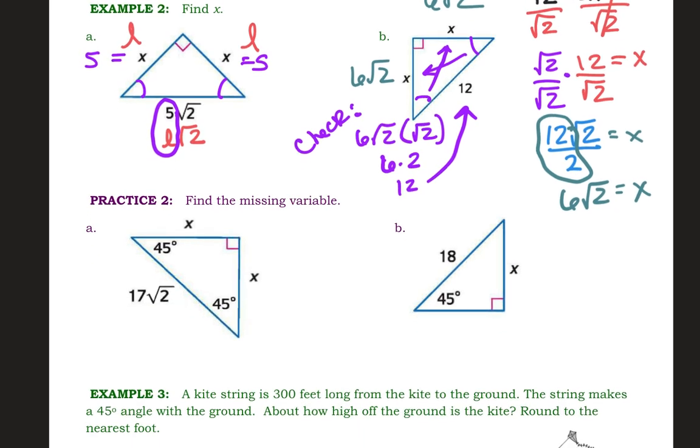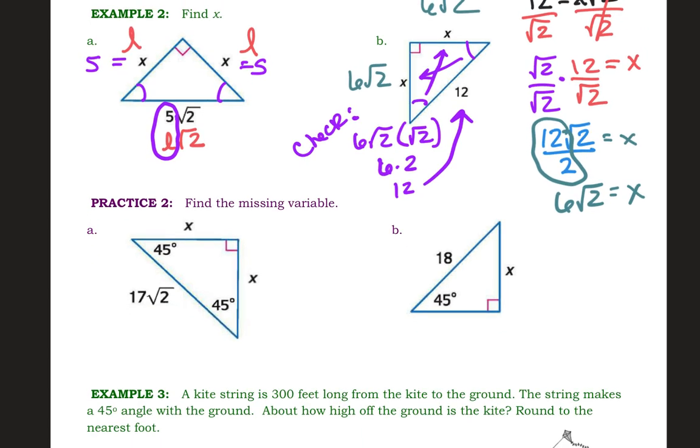All right, I'm going to give you guys a moment to try practice 2. All right, practice 2. So if we're looking for our legs, and I have 17 square root of 2, mind you, that's leg square root of 2. What was our leg? Should be 17. Okay, next one. This is the whole number. Anytime you have that whole number on the hypotenuse, that's your cue that we're going to have to divide.